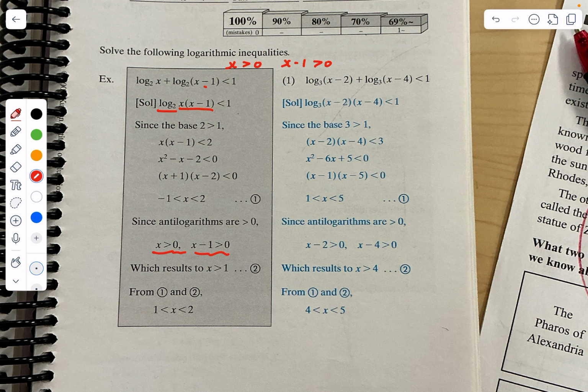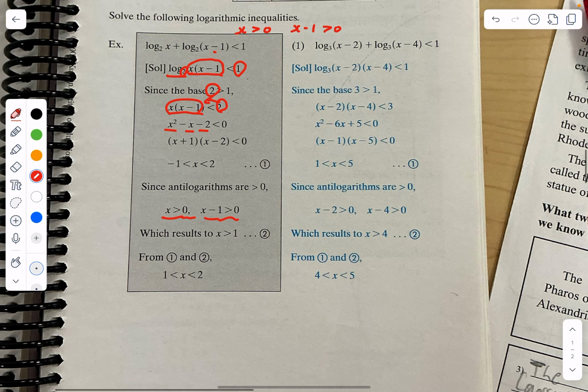So since we know that the base 2 over here is greater than 1, which means it's backward, right? So the x times x minus 1, which is my anti-log over here, should be smaller than the base 2 to the power of 1. So that's the 1 here, and the 2 here is the base. Okay, so once that's understood, we move on to opening the bracket here. x squared minus x minus 2 is smaller than 0. We move the 2 to the left side. This one you guys should be very familiar with. We're solving the inequality of the quadratic function. Very easy, all right?